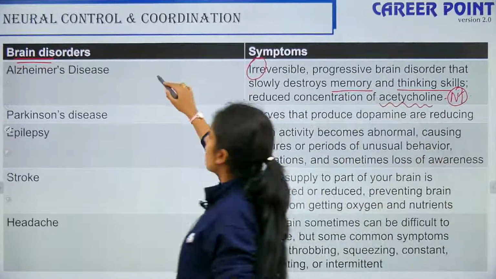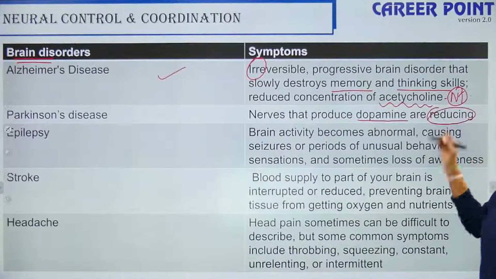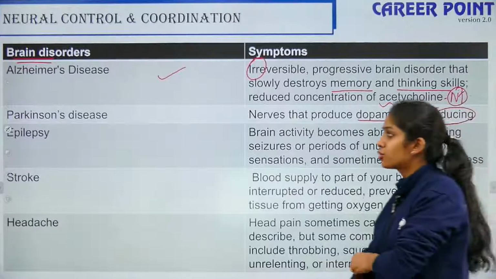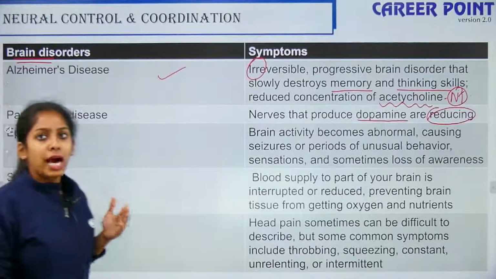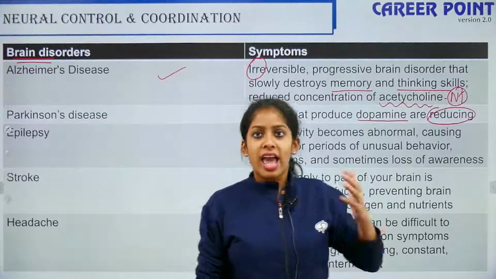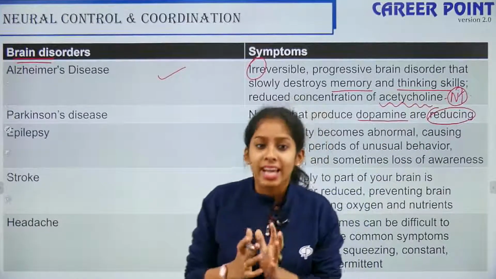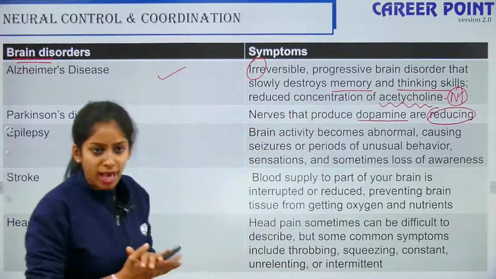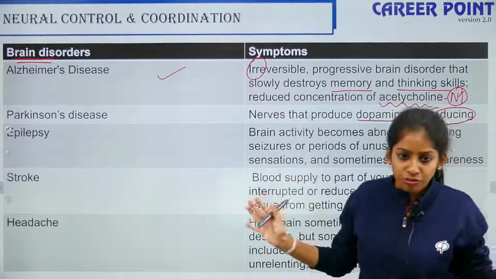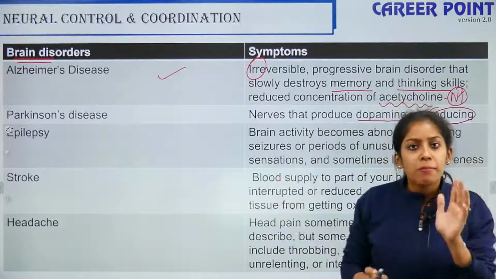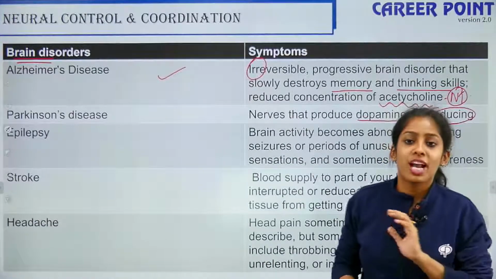The next one is Parkinson's disease. Here the nerves that produce dopamine are reduced. When dopamine is reduced, all your love, anger, hunger, thirst, everything is related to dopamine. If suddenly I want to have pizza, that craving is because of the release of my dopamine. If I have no dopamine, I am almost literally emotionless, I have no feelings. So in Parkinson's disease, you will not have any emotions. The one that makes you crave will not be there.